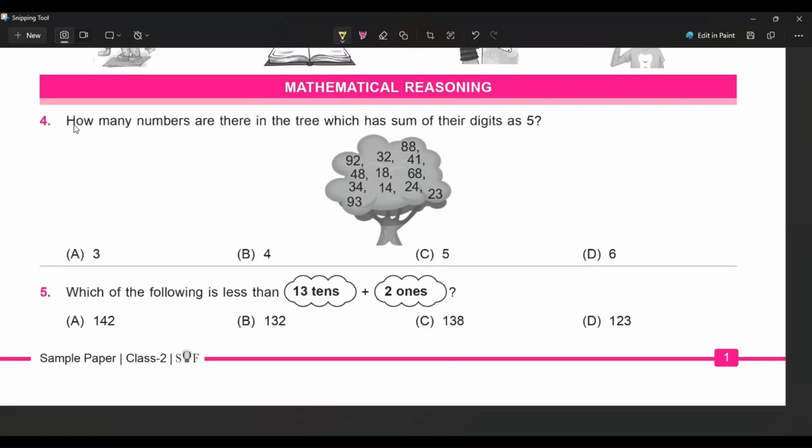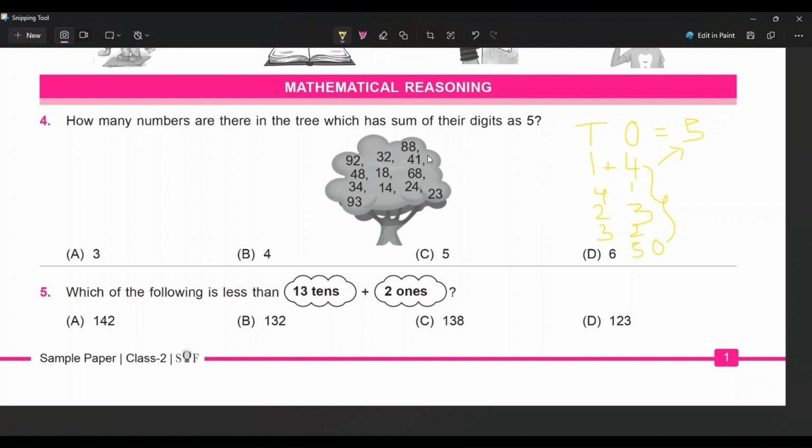Now, second section, mathematical reasoning. Fourth question: how many numbers are there in the tree which have the sum of their digits as 5? So if you add the tens place and ones place, you have to get 5. Let's find out how many possible numbers there are. 1 4, 4 1, 2 3, 3 2, and one more, 5 and 0. So these are the possible numbers. If you add the tens place and ones place, you'll get 5 as the sum.